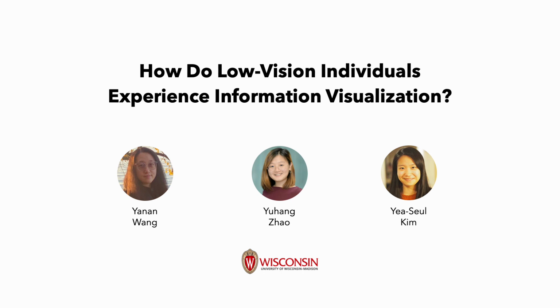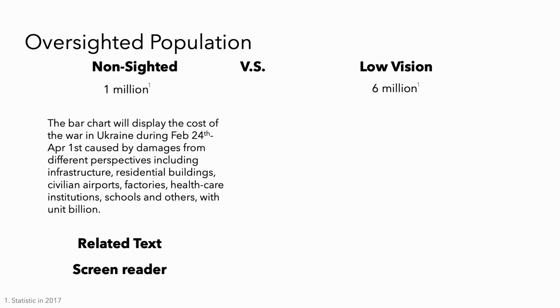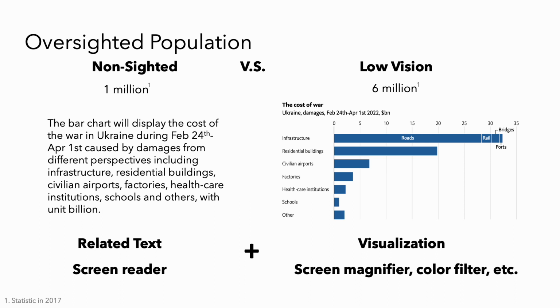We focused on exploring how low-vision individuals experience information visualization. Visualization accessibility has been gaining momentum in recent years. However, recent research reveals a significant oversight in a larger population, low-vision individuals. Unlike non-sighted individuals who solely rely on screen readers to read out information, low-vision individuals use various assistive technologies that aid visual inspection, for example, screen magnifier.